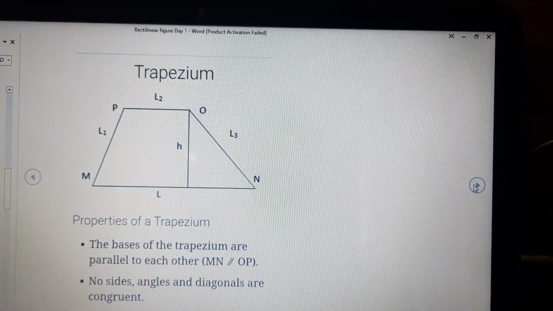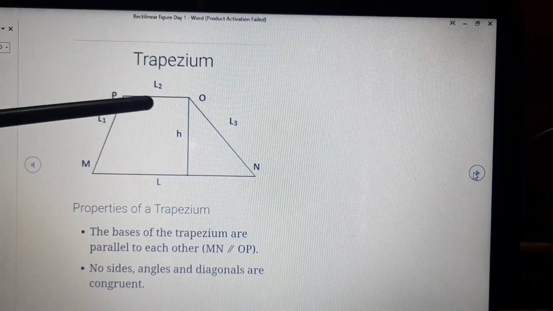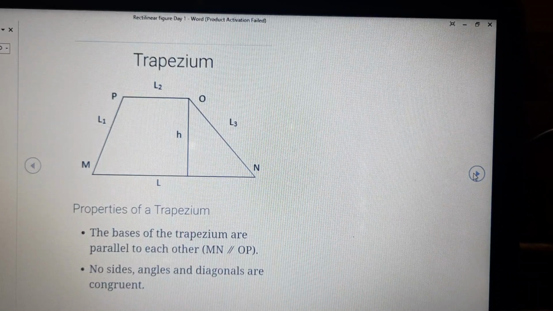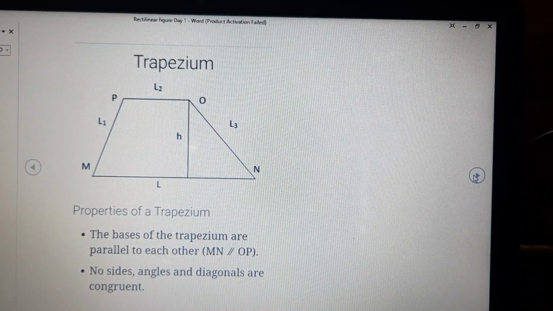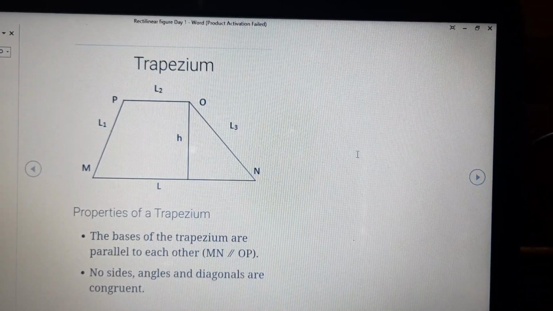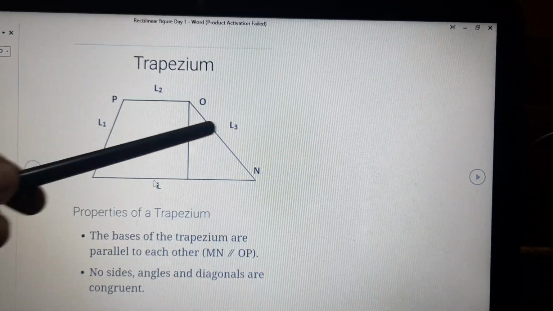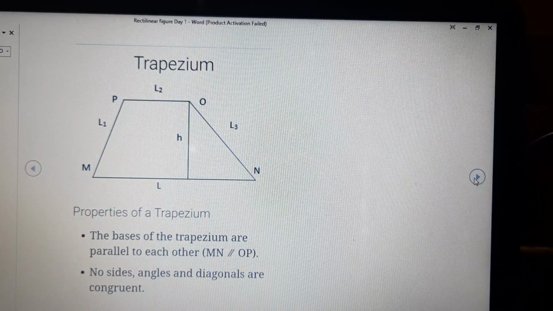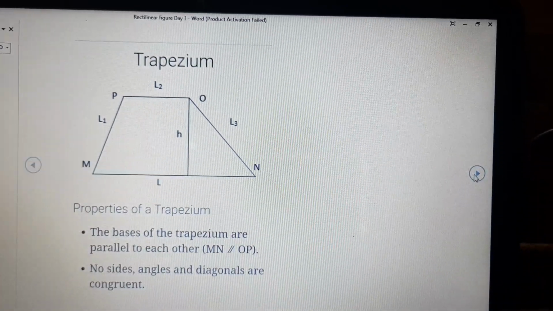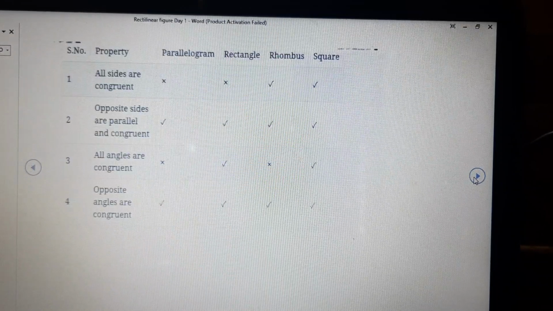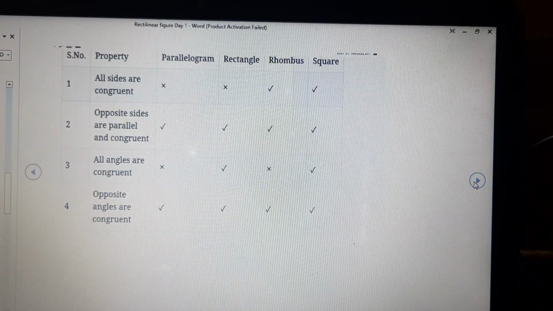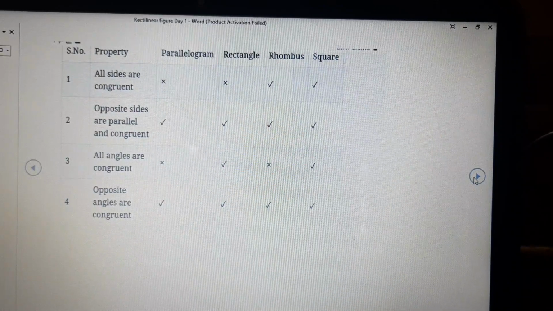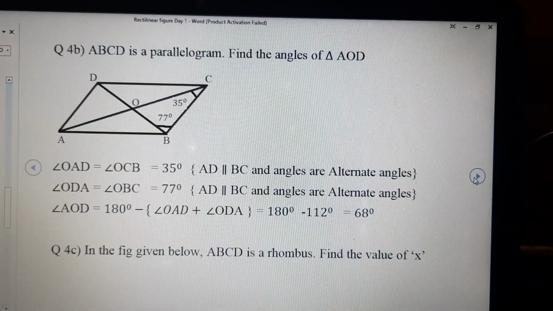Trapezium. What is a trapezium? If a quadrilateral has two opposite sides parallel to each other and no side is equal, then it is known as a trapezium. Are you getting it? And if the two non-parallel sides are equal, then it becomes an isosceles trapezium. In that case, the base angles will be equal, just like in an isosceles triangle. This is a chart, you can go through it. Whatever I have said is marked in it.